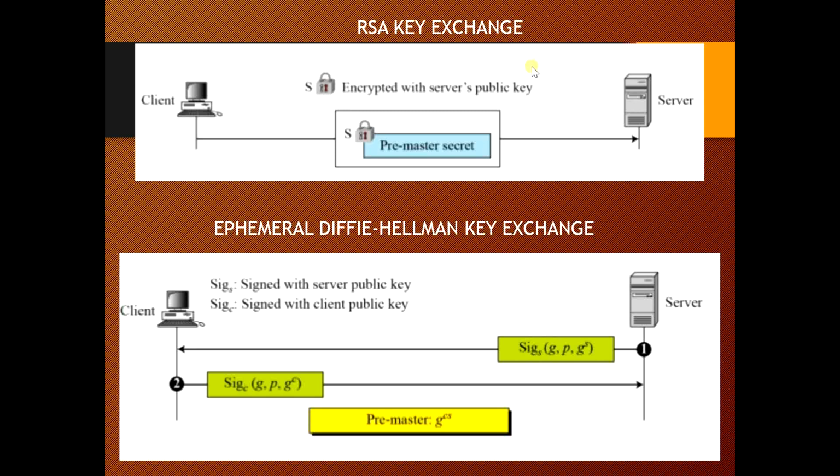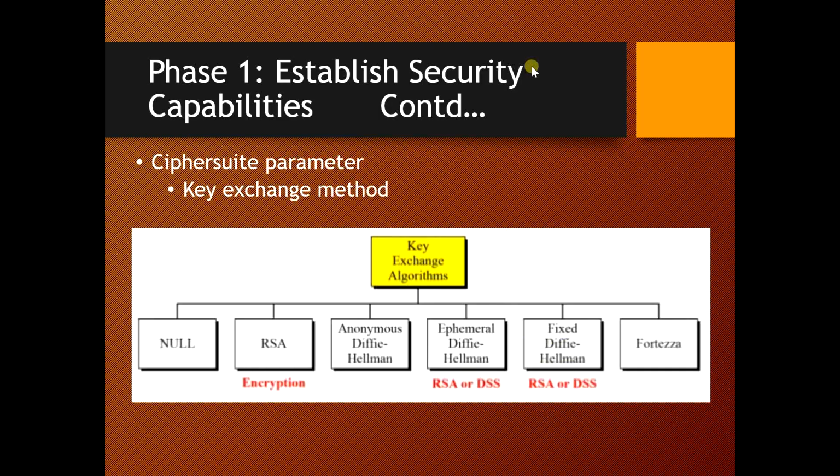So in this case the secret key is encrypted with the receiver's RSA public key, and a public key certificate for the receiver's key must be made available in this case. So secret key is encrypted with the receiver's RSA public key. The next category that we have is the fixed Diffie-Hellman algorithm.